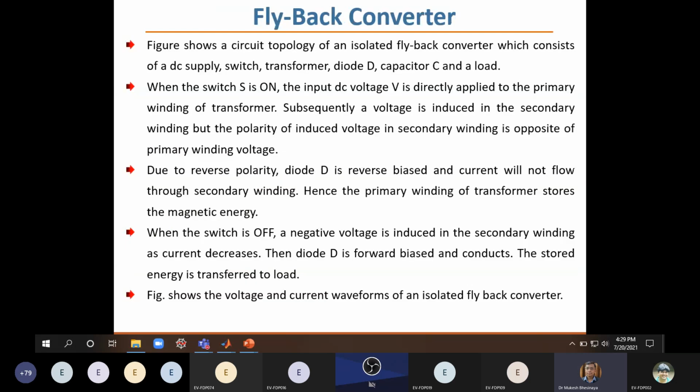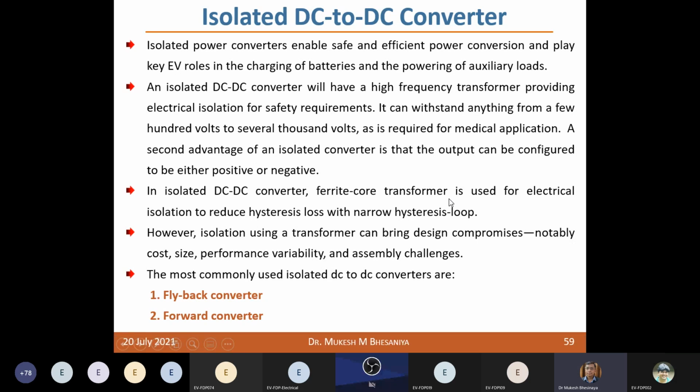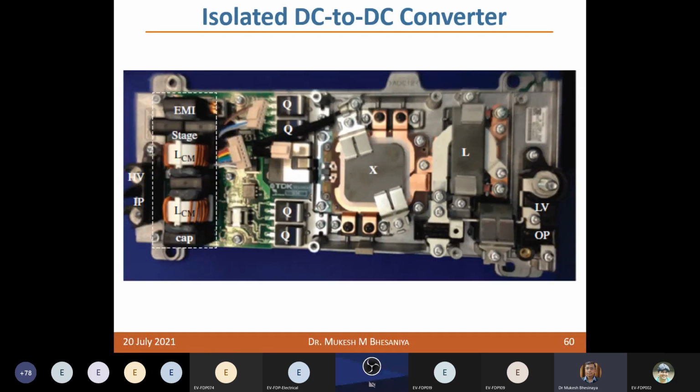Another type of converters which are implemented in some of the EVs are the isolated converters, and they are used mainly for safety purposes. There are many configurations which are reported, but I think Ford have implemented this isolated DC-DC converter. It's a forward converter, which is the converter used in one of the Ford vehicles.